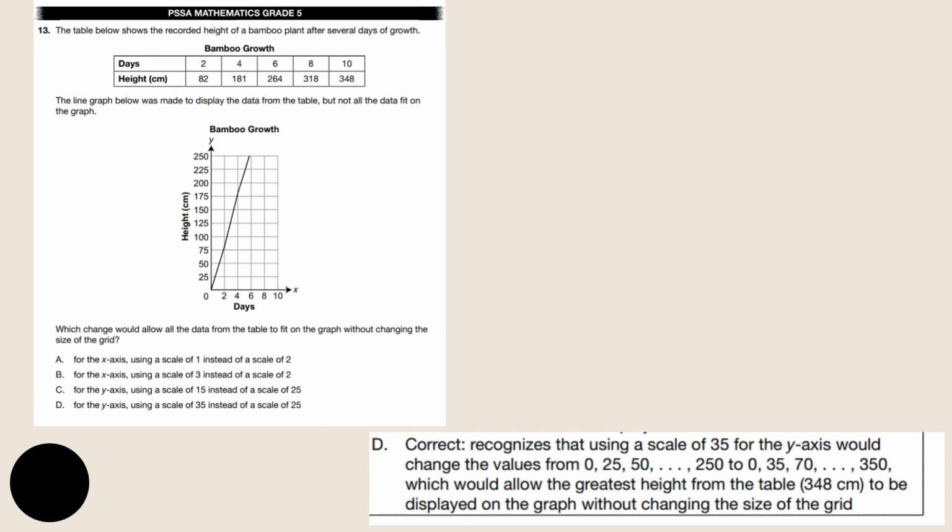Recognize that using a scale of 35 for the y-axis would change the values from 0, 25, 50, up to 250, to 0, 35, 70, up to 350, which would allow the greatest height from the table to be displayed on the graph without changing the size of the grid. So the correct answer is D, that is for the y-axis using the scale of 35 instead of a scale of 25.